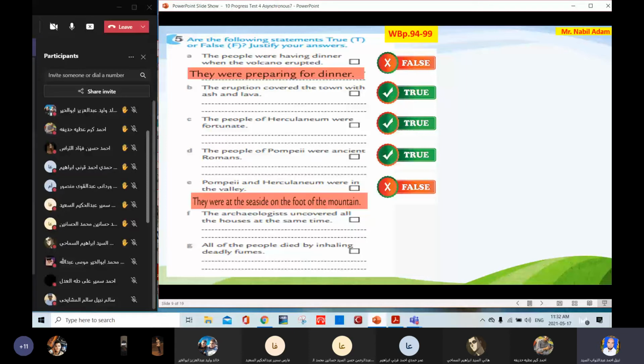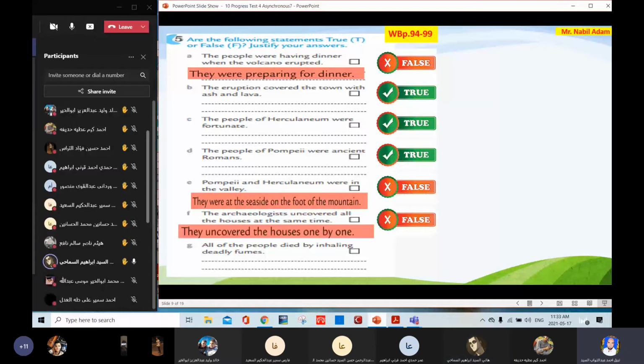Okay. The archaeologists uncovered all the houses at the same time. Did they uncover all the houses at the same time? Hana Sayed. False. Corrected. They uncovered the houses one by one. Yes, one by one. Very good. All of the people died by inhaling deadly fumes.